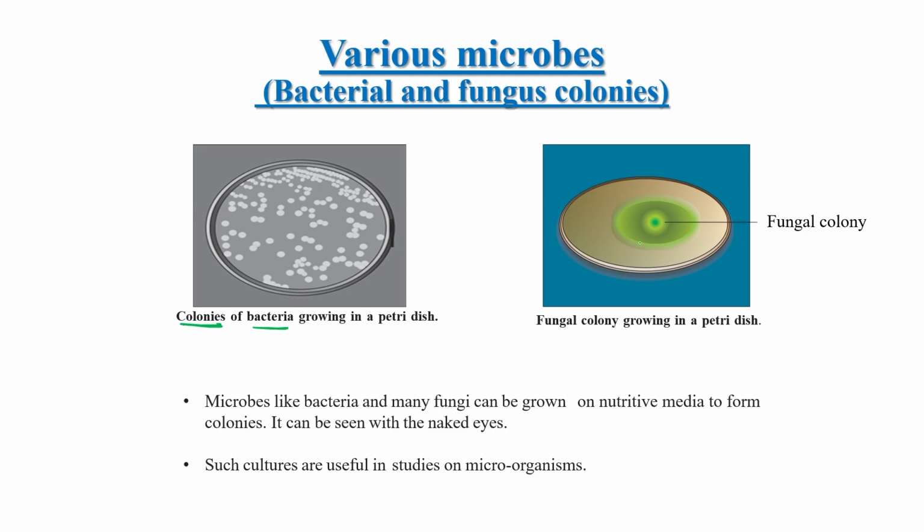Right, and similarly, this is a fungal colony. You can see the difference between these two. This is a fungal colony growing on a petri plate. So microbes like bacteria and many fungi can grow on nutrient media and form colonies. And these colonies we can see with the naked eye. Such cultures are useful in the study of microorganisms.